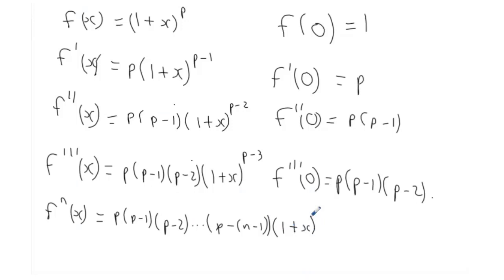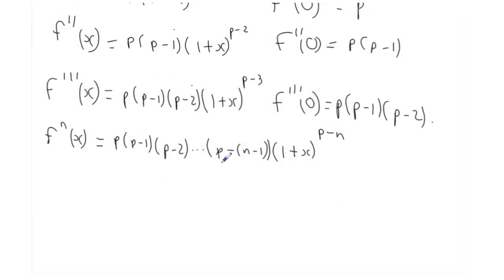And you think of the power, well, that is p minus n, because for the third derivative, it's p minus 3. For the second derivative, p minus 2. So this is going to be p minus n. Okay, we can tidy that up a bit. If we look at this p minus n minus 1 term, well, if we just remove that second bracket, that would be p minus n plus 1.